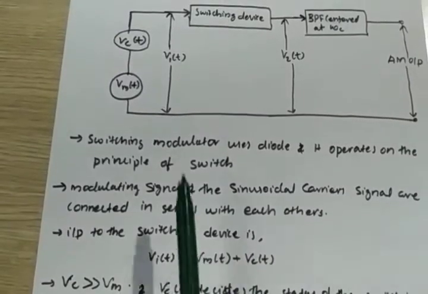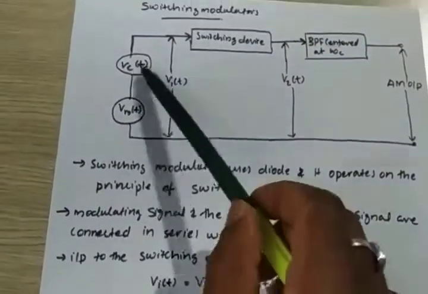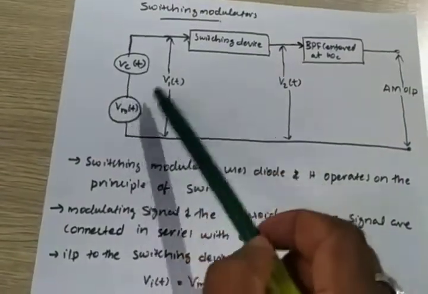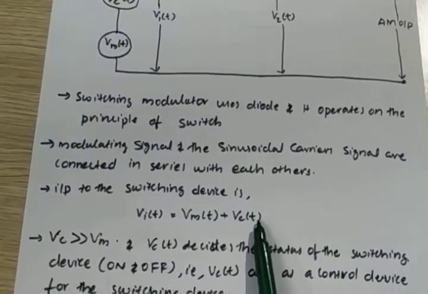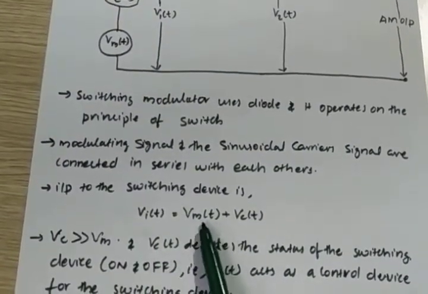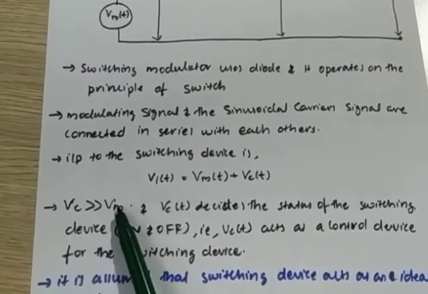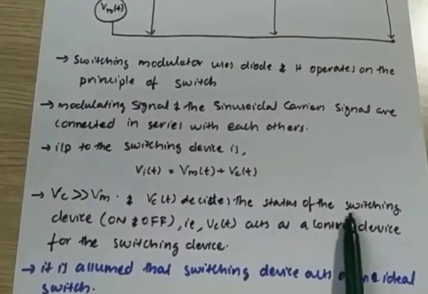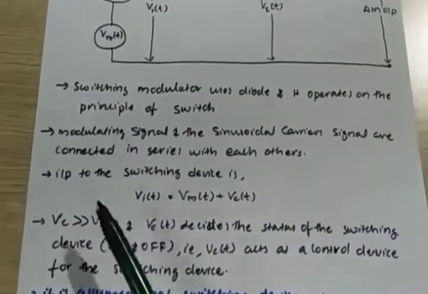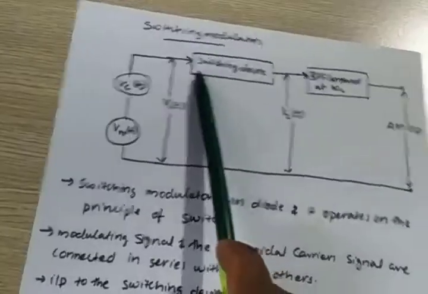What is VM of T? See, both are in series, so if you add these two signals you will get V1 of T. So V1 of T is VM of T plus VC of T, where VM of T is the message and VC of T is the carrier. Always the carrier amplitude is greater than the message amplitude. VC decides the status of the switching device, on or off. The amplitude of the carrier VC determines the device.